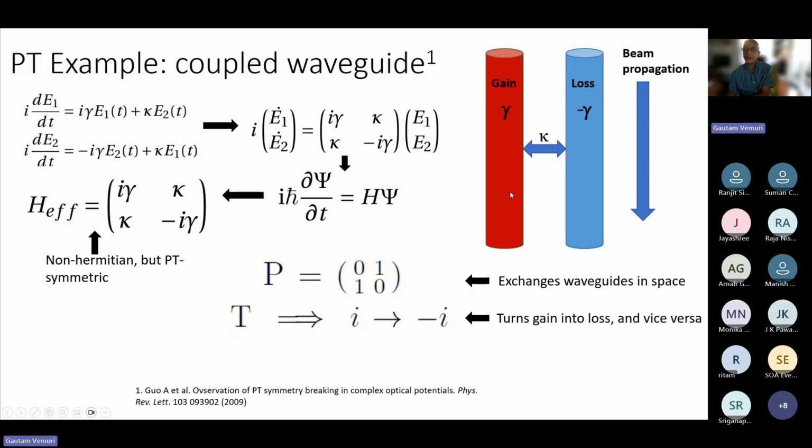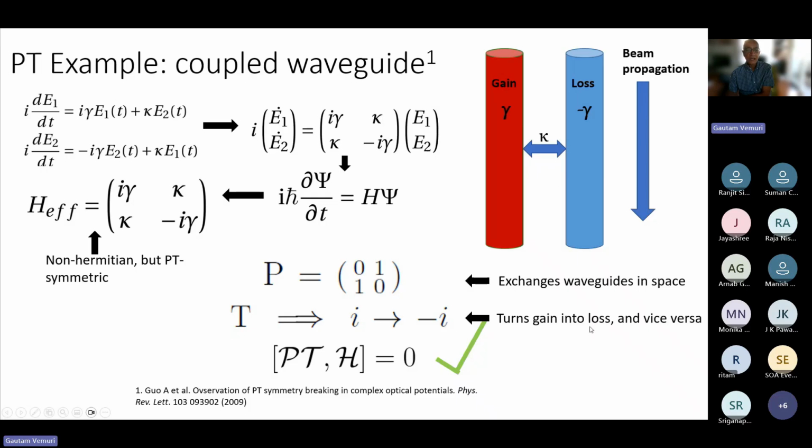Physically, the parity operator interchanges the position of these two waveguides. Because gain and loss in optics are phase sensitive, if you apply the time reversal operator, loss becomes gain, and gain becomes loss. And physically, that is why we can say that this is a PT symmetric system. And so basically what it means is that the combined PT operator commutes with the Hamiltonian.